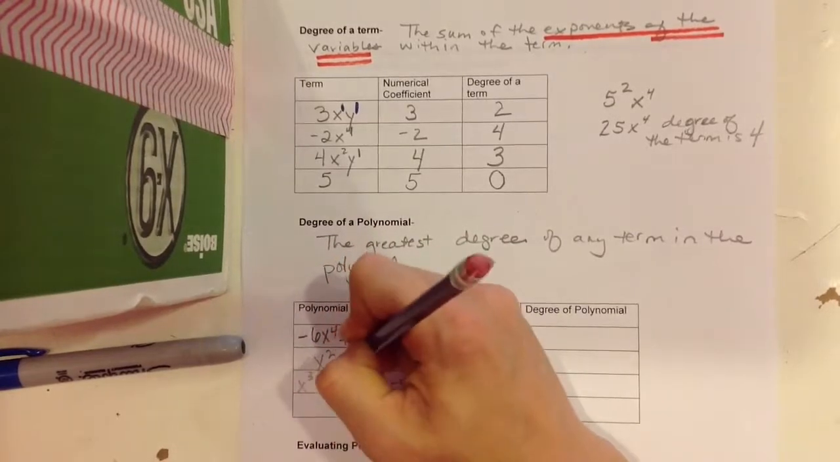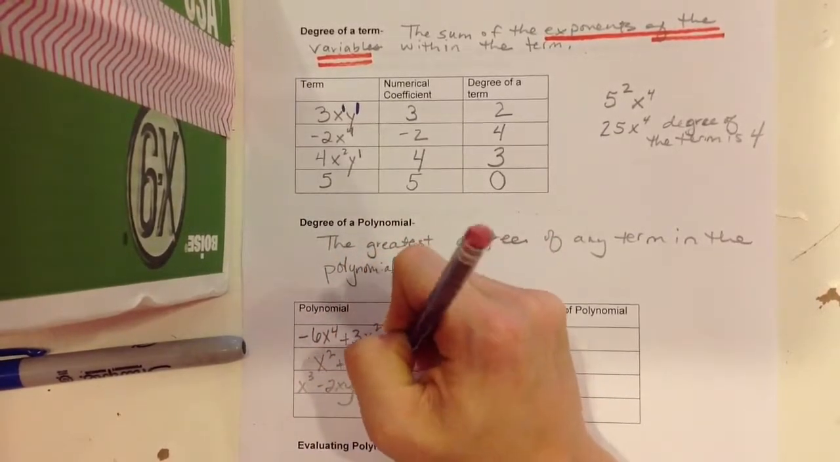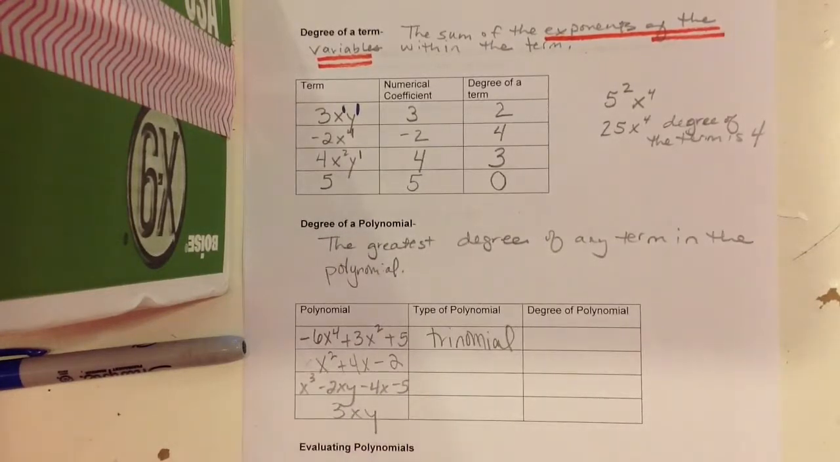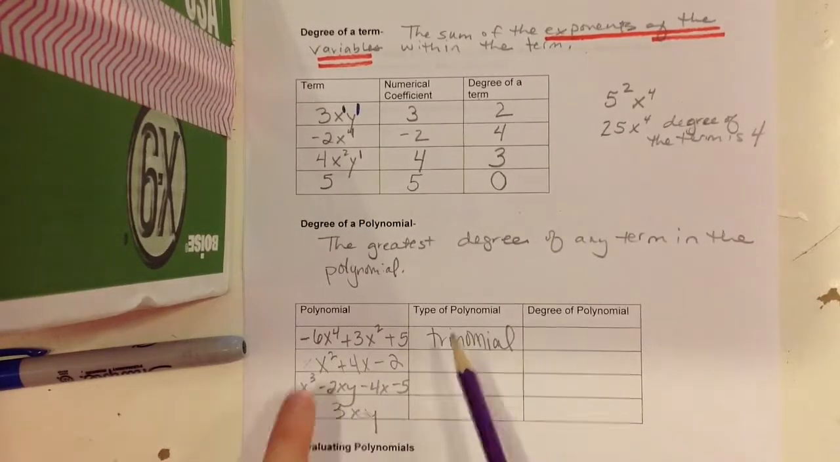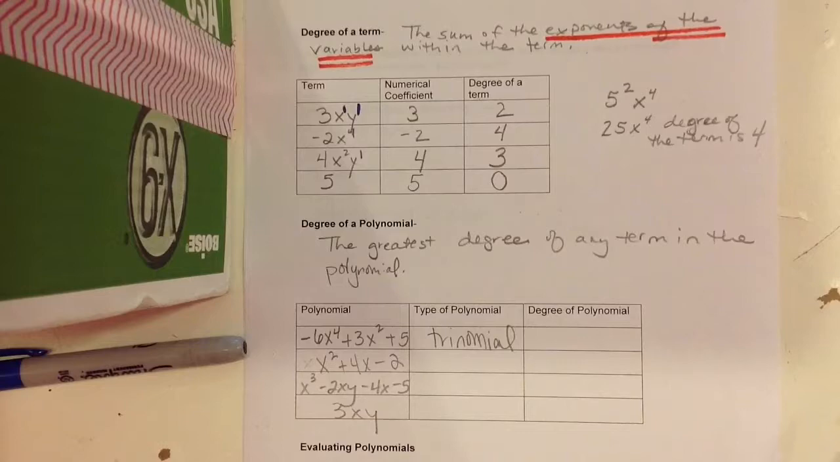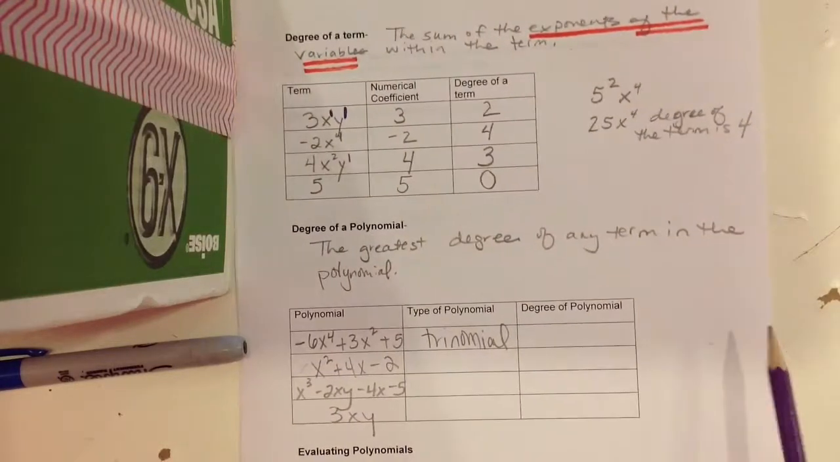If I was to put other examples in between here, I guess I can: x squared plus 4x minus 2, and 3xy. So our first one is a trinomial. I have 1, 2, 3 terms. Then we want to find out what the degree of the polynomial is. So it's the greatest degree of all the terms.